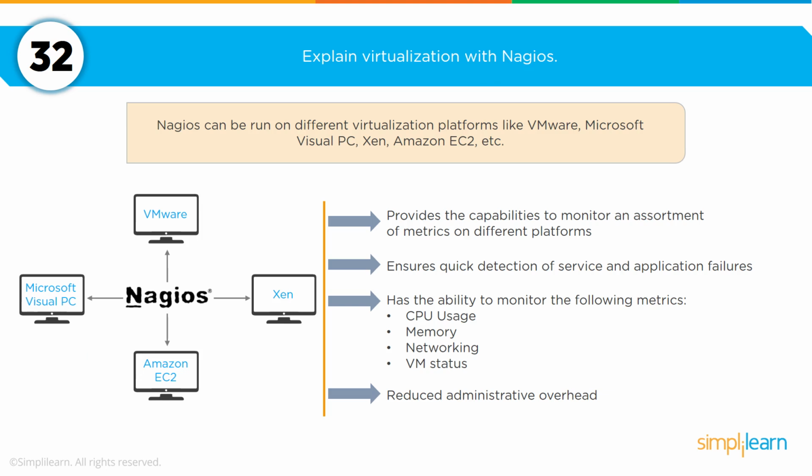So explain virtualization with Nagios. In response to this, the first thing you should be able to talk about is how Nagios itself can run on many different virtualization platforms, including Microsoft Virtual PC, VMware, Xen, Amazon EC2, etc. So just make sure you get that right off the bat. Nagios is able to provide capabilities to monitor an assortment of metrics on different platforms. It allows for quick detection of service and application failures, and has the ability to monitor many metrics, including CPU usage, memory, networking, and VM status.